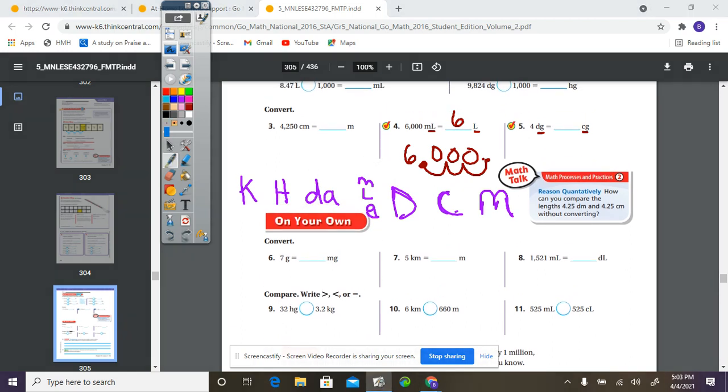So we're going to start right here. And we're going to go to centigrams. So we're going to go over 1 to the right. So in the number 4, there's no decimal, so it's right here. Because I went 1 to the right there, I'm going to go 1 to the right here. There's not a number in that space, so I have to put a 0. So my answer is 40.